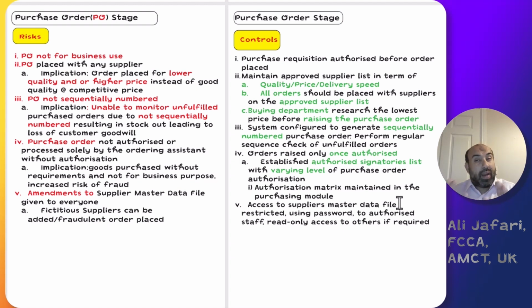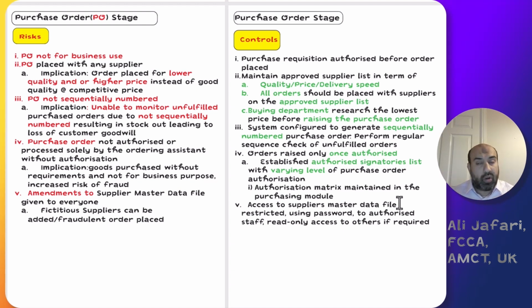And the final control that you would have in place is that access to amend the supplier master data file must be restricted to authorized personnel only. And if in the exam question you are told that everyone has got the access to amend the supplier master data file, that is a deficiency. You would understand that this is a deficiency, and what would be the implication of that deficiency.